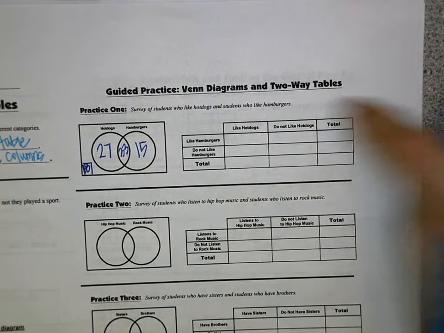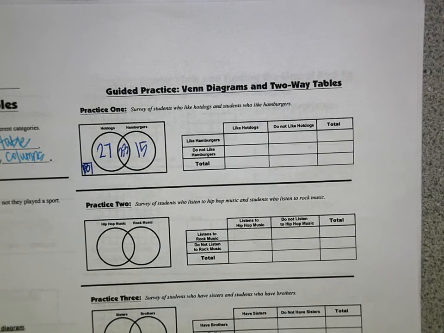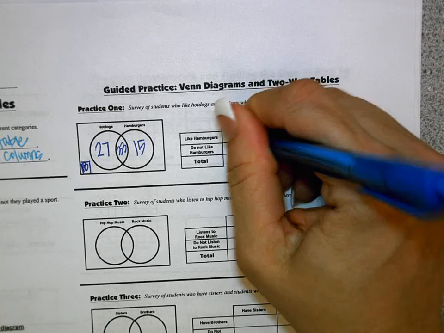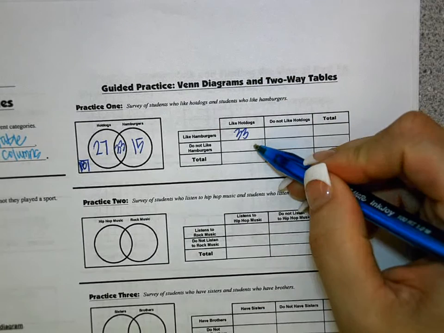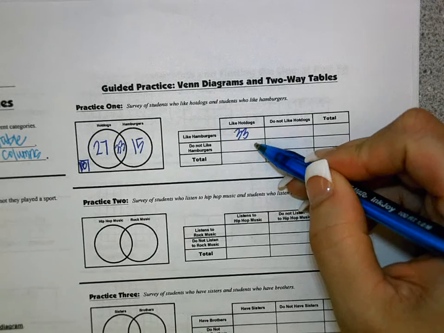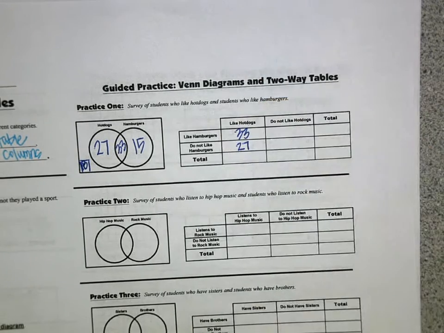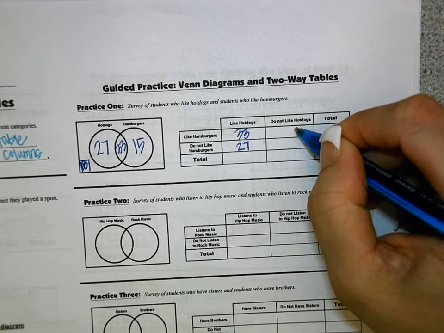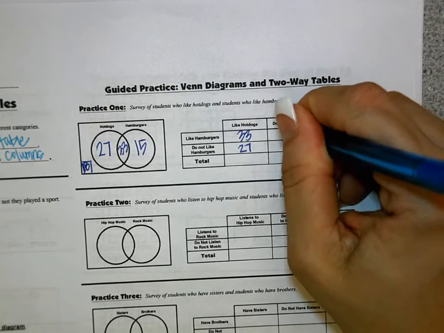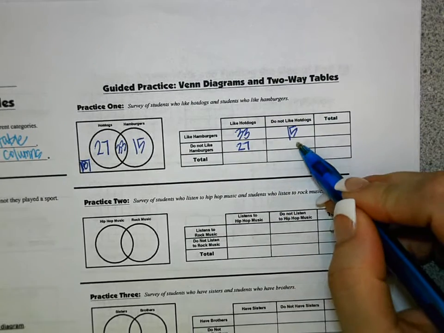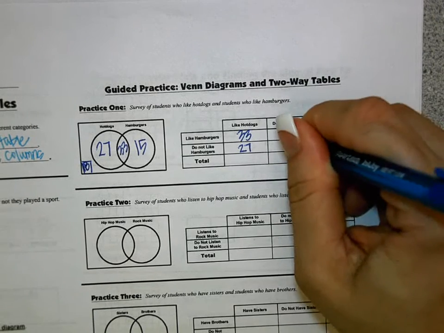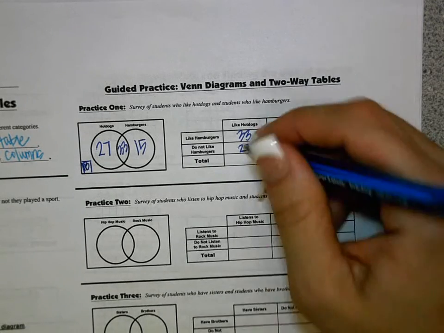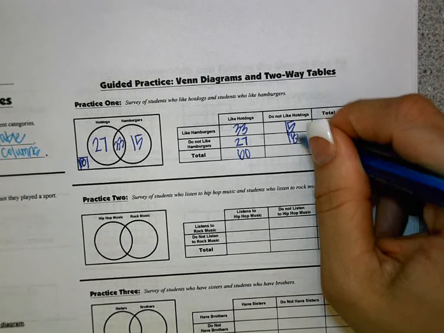So, let's fill in this two-way table. How many people like hamburgers and like hot dogs? 33. How many people like hot dogs but do not like hamburgers? That's your 27. We'll fill in the totals in just a minute. How many like hamburgers but do not like hot dogs? 15. And how many people do not like hot dogs and do not like hamburgers? That's 18. Then I want you to fill in your totals. So how many total people like hot dogs? 60. That would be 60. How many total people do not like hot dogs?